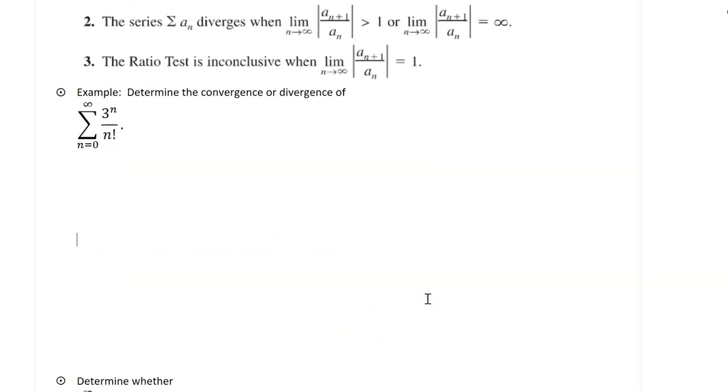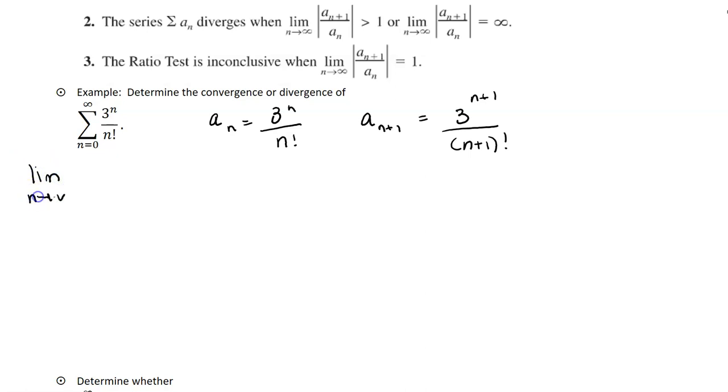It says determine the convergence or divergence of the sum from 0 to infinity of 3 to the nth power divided by n factorial. Powers and factorials are the prime example of when you would want to use this test. So a sub n is going to be 3 to the nth power divided by n factorial, whereas for a sub n plus 1, we're just going to replace that n with an n plus 1. So I've got 3 to the n plus 1 divided by n plus 1 factorial. Now I'm going to take the limit as n approaches infinity of the absolute value of a sub n plus 1 divided by a sub n.